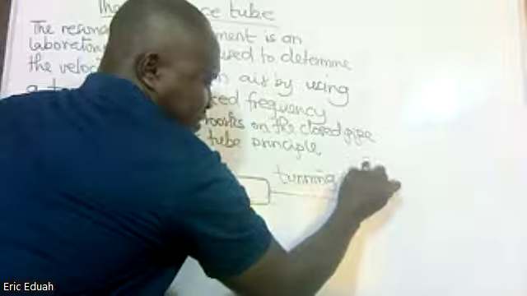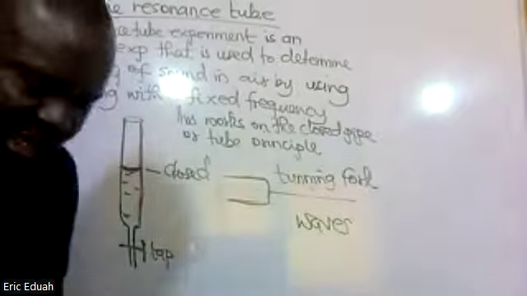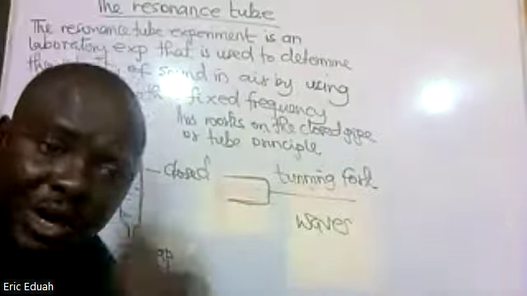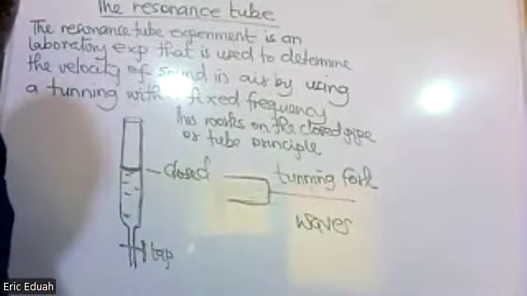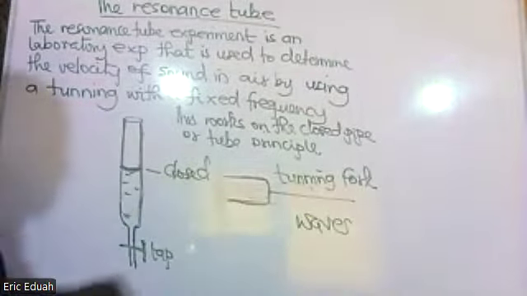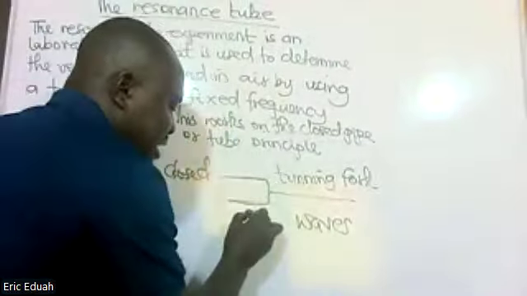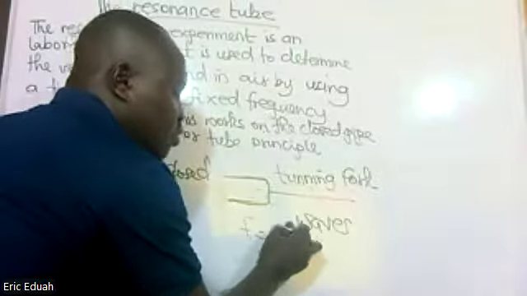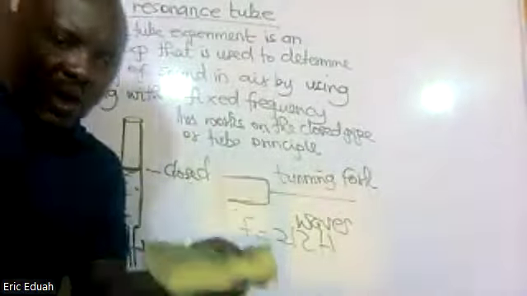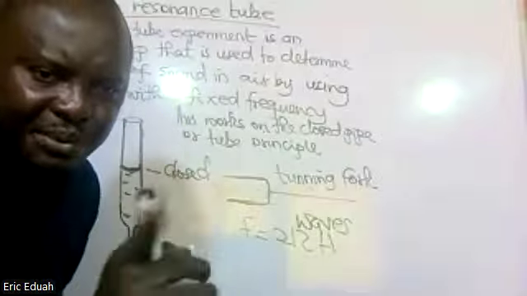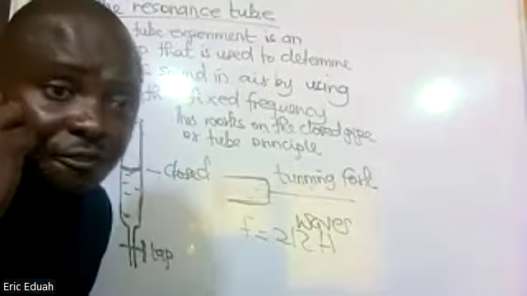It's used to generate waves. So if you want to generate a wave with a particular known frequency, you use the tuning fork. The tuning fork has a fixed frequency. So when you pick it in the lab, its frequency is usually written on it, maybe 212 hertz. When you strike it on a rubber band and it vibrates, it produces a wave whose frequency is fixed.